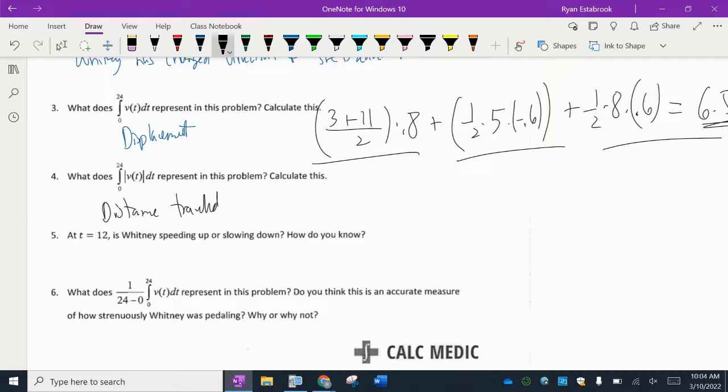This area was 1.5 miles. So instead of subtracting 1.5, we're going to add 1.5, which is going to make this value come out to 9.5 miles. So that was the total distance traveled by her because, again, she went backwards for a little bit.